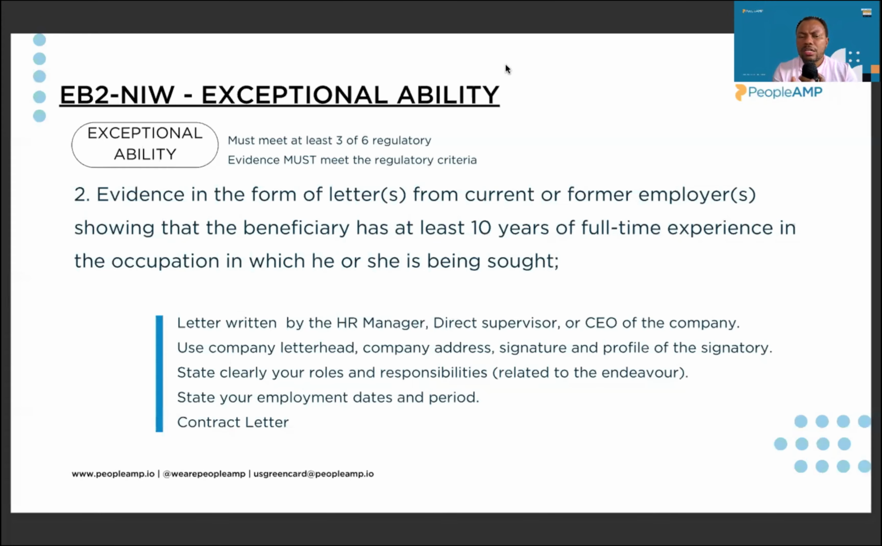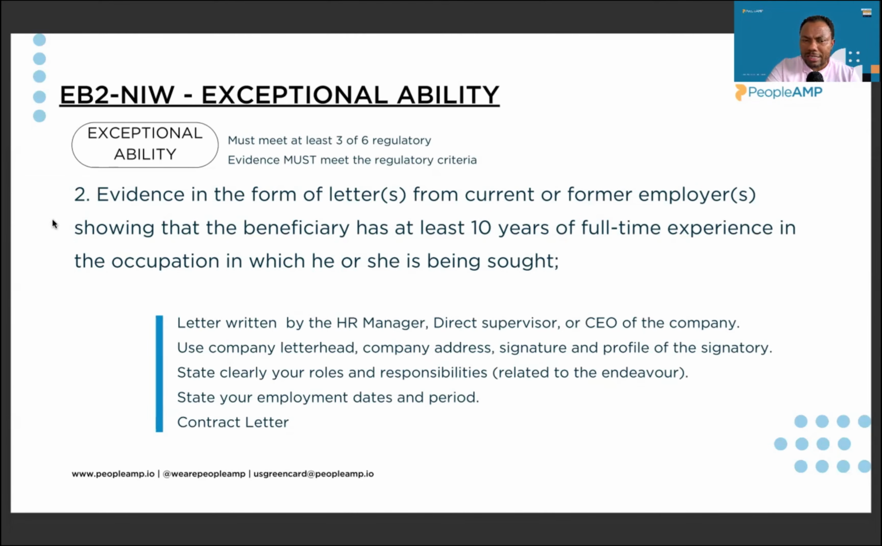Let's go to the second one. The second one says that you need evidence in the form of letters from your current or former employers that shows that your beneficiary has 10 years of full-time work experience in the occupation in which you're seeking endorsement. Now, what this one means, let me use the example again. This is our HR manager and this is our data scientist. So imagine this HR manager has worked with a company for close to 10 years, over 10 years, or several companies, close to 10 years.